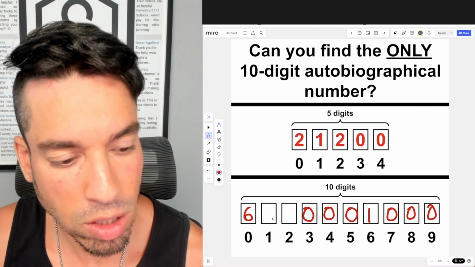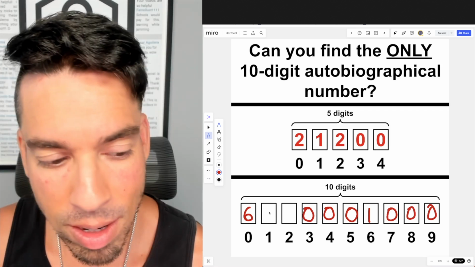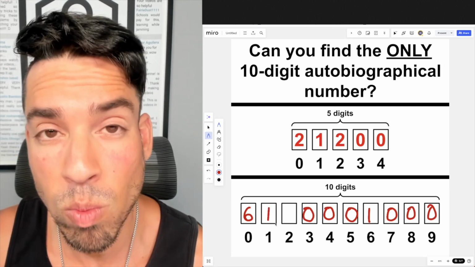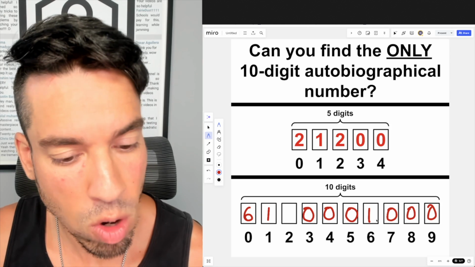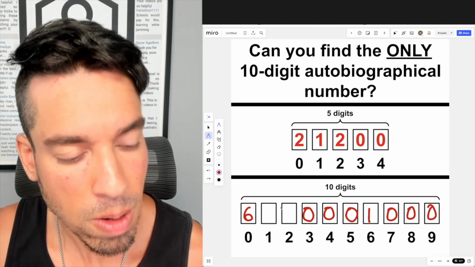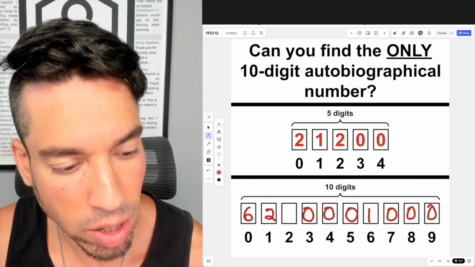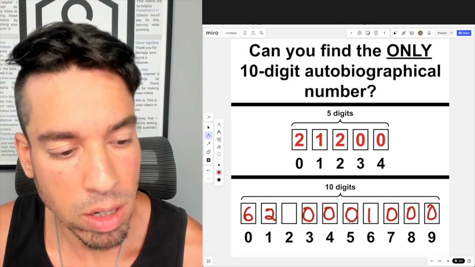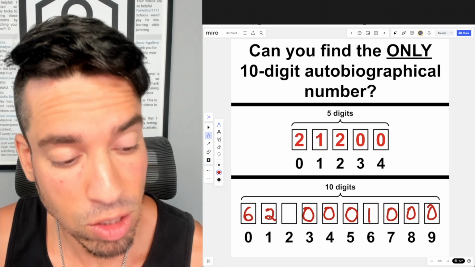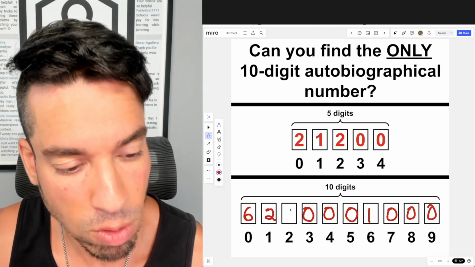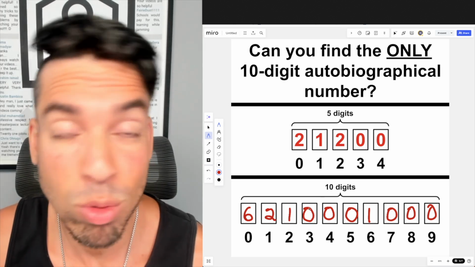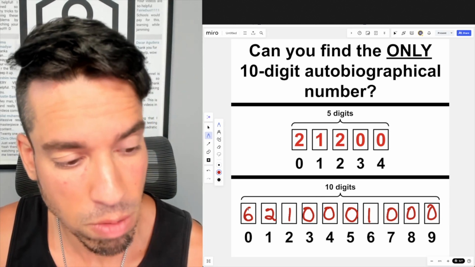Now we get to the 1 spot. Again, I have that same dilemma. I can't say 1 because then I have 1 one, but then I actually have 2 ones, so that won't work. So we're probably going to need to say 2 ones. But then I only have 1 one. But here's the beauty of it. This works beautifully because how many 2s do we have? 1. And now we can go through and see that this is indeed a correct autobiographical number.